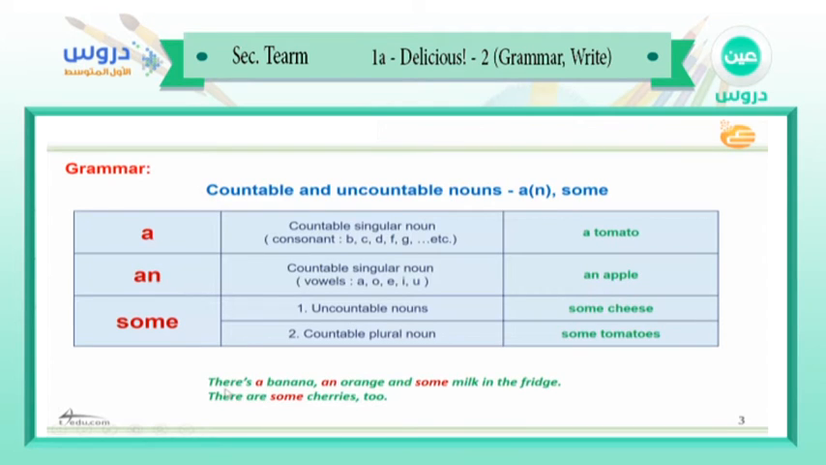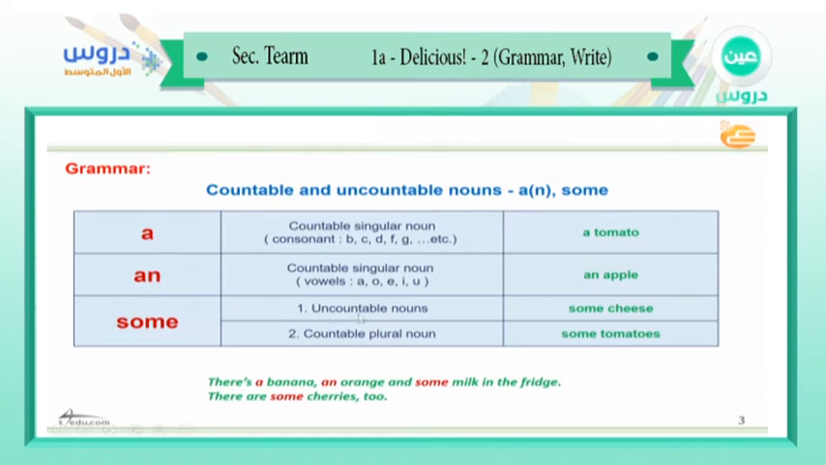Let's say, there is a banana. Countable, singular noun, and it starts with B. This is B, okay? A banana. An orange: countable, singular noun, but it starts with O. Can you see the O? An orange, so we have to use an orange, and some milk.